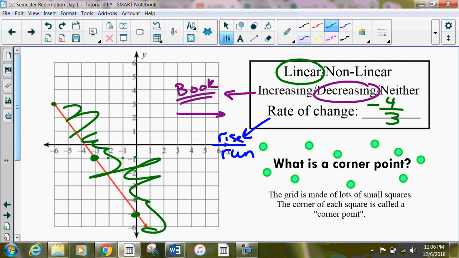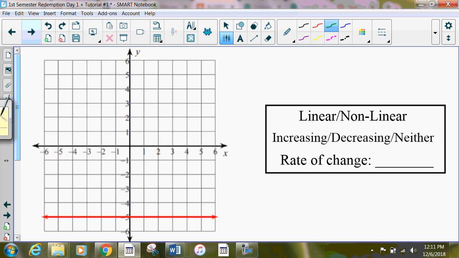All right, so we're doing rate of change, which another way to say that is slope. We are step 1, finding corner points, and step 2, finding rise over run, and step 3, deciding whether we need to put a negative in front of it. And this one, I almost didn't see the line, but that red line way down there, that is one straight line, so that is linear.